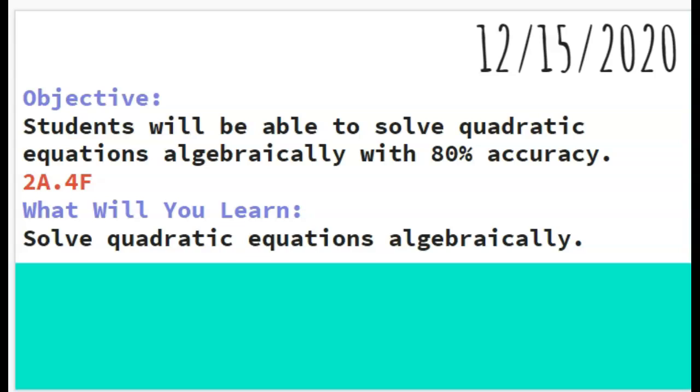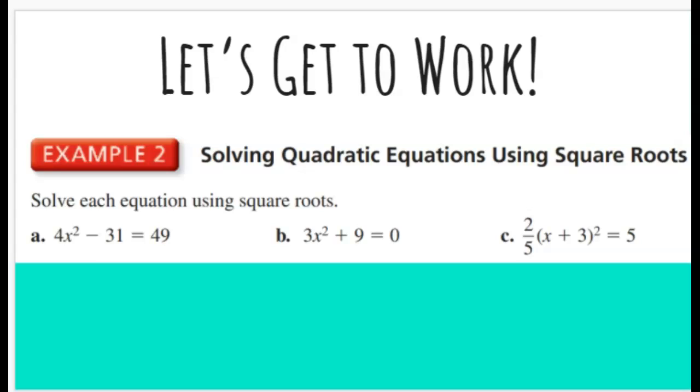Now I know you probably thought, oh, I thought that was a lesson. Nope, here comes your lesson. We are solving quadratic equations algebraically. So here is what your lesson looks like. Ta-da! Let's get to work.